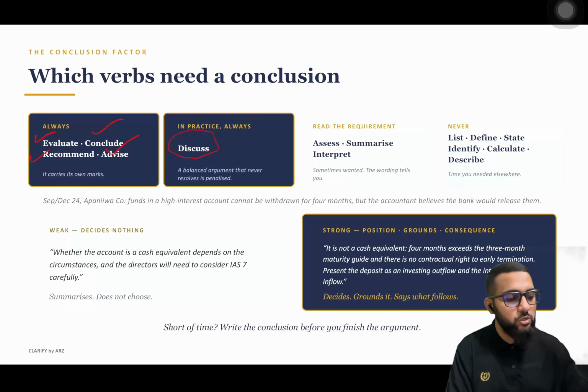And never conclude with list, define, state, identify, calculate, describe. Never conclude it. You're going to waste your time. Not going to get any marks here. So do not waste your time by bringing a conclusion here.